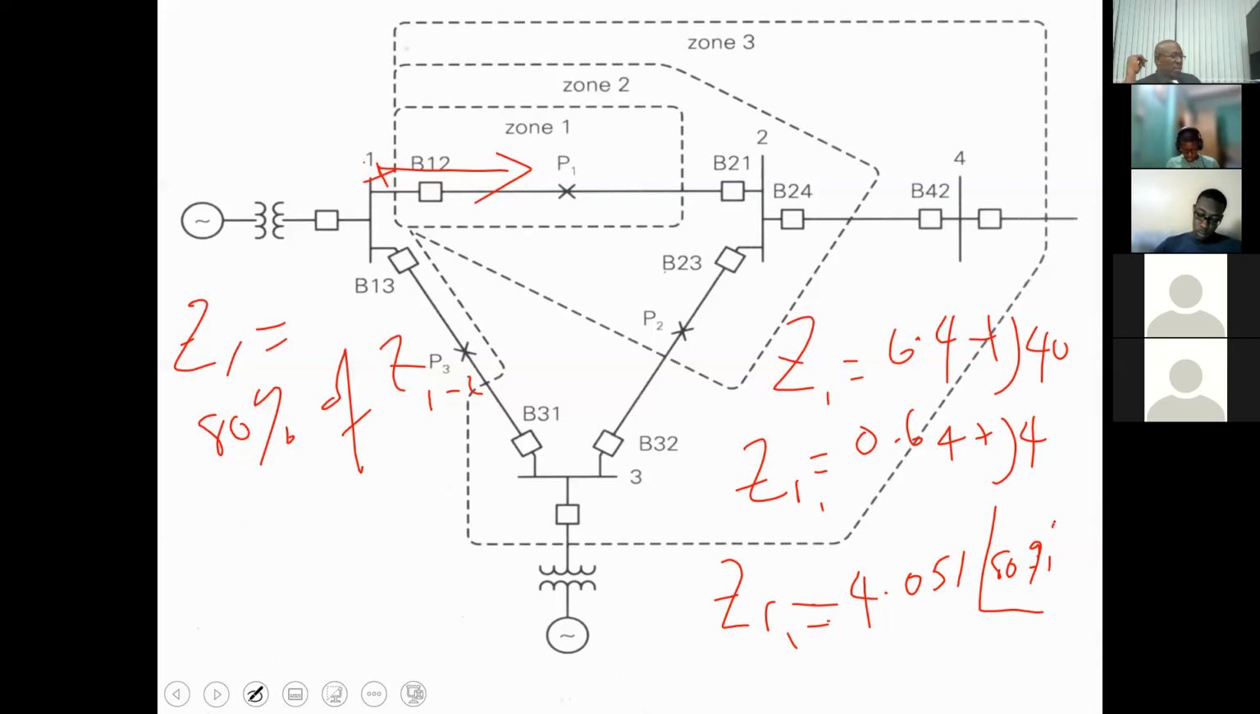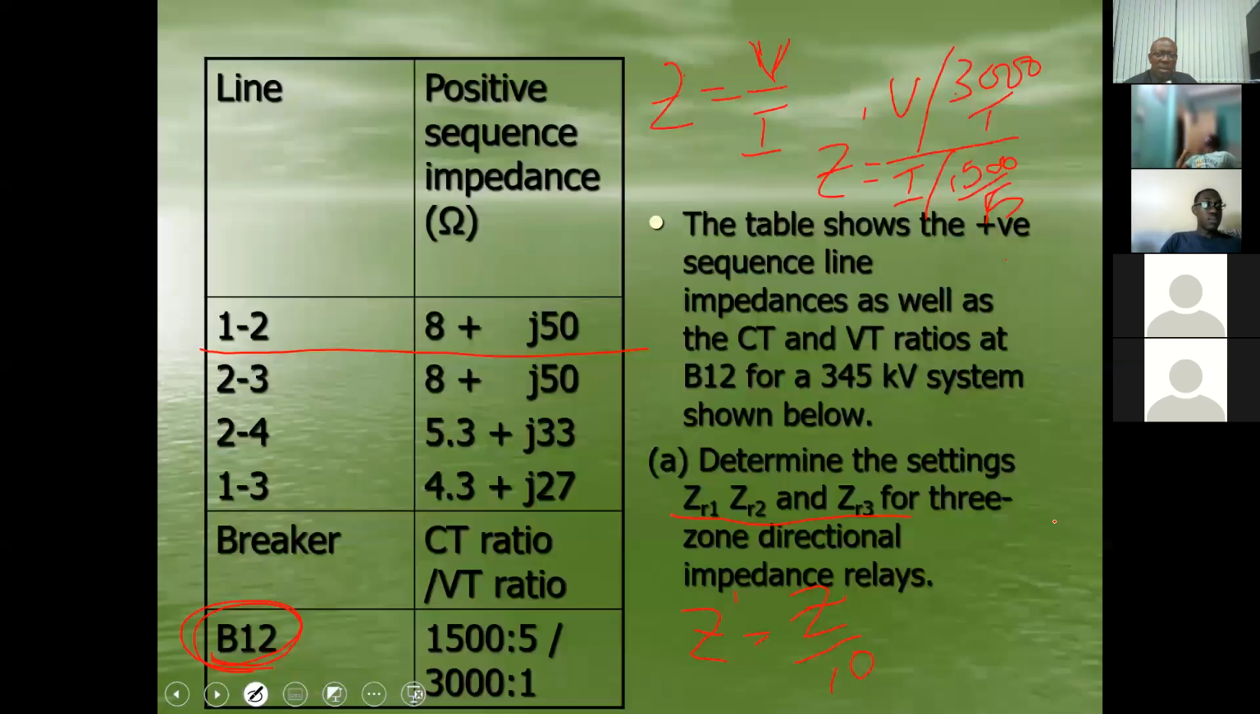Or we could have just multiplied. So the magnitude for zone 2 is 6.076. Okay? And at the same angle. Yes, sir.